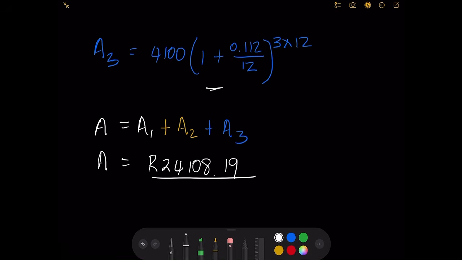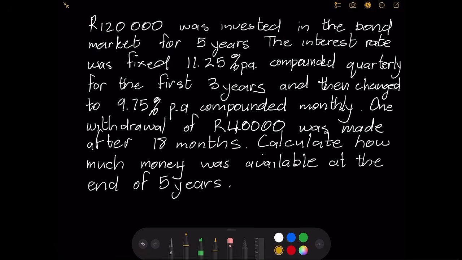All right, I want us to take another example wherein there is a withdrawal this time. Okay, right, let's go to our next example. All right, so let's take our next example. So we've got 120,000 that was invested in the bond market, okay, for 5 years, and the interest rate was fixed at 11.25% per annum, right? And they said they compounded it quarterly, right? Very important for us. So that's important information.